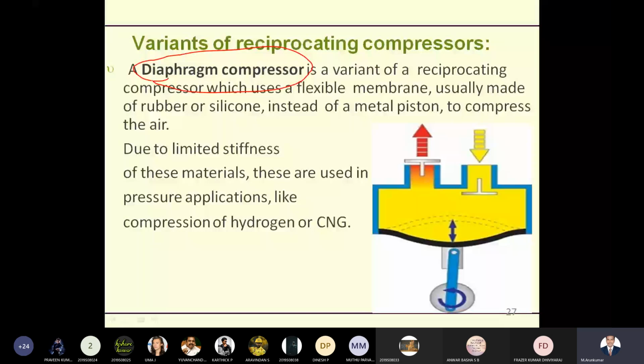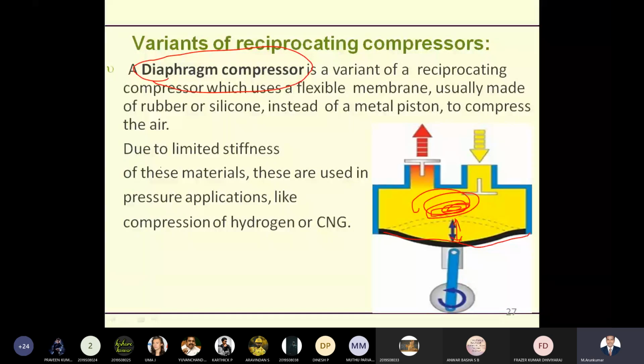This also comes under the reciprocating compressor type, which uses a flexible membrane, usually made of rubber or silicone. Like so, this is your membrane. We can compress this membrane, and we can retract it back. So this volume can be changed to get the compressed air. Right. So the diaphragm compressor is a replacement of a metal piston with a rubber or silicone diaphragm.